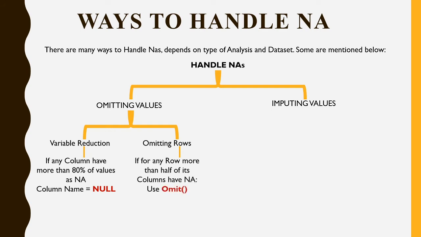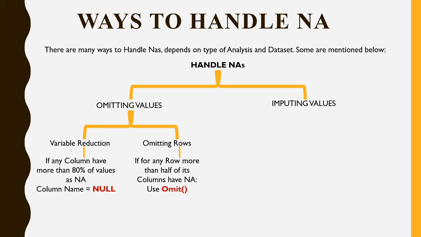We omit rows when, for any particular row, more than half of its columns have NA values inside it. At that point of time, it will be good to remove the row only. For removing the rows, we have the function named omit in R. Now, these are the methods through which we can omit the values.